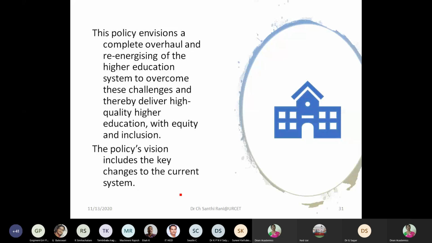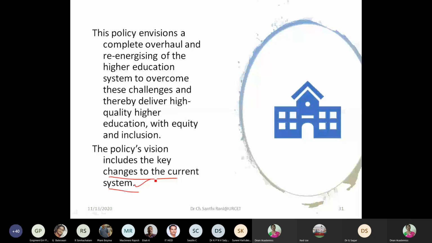So this policy is going to change the current education system. It is going to revamp, it is going to completely change the instruction delivery, the educational content, everything, right? So this is the main vision of this policy. This policy's vision includes key changes to the current system. If you are above 50, no problem. But all the young generation faculty members, you have to be competitive enough to acquire the skills and knowledge that are required for future generations according to NEP.